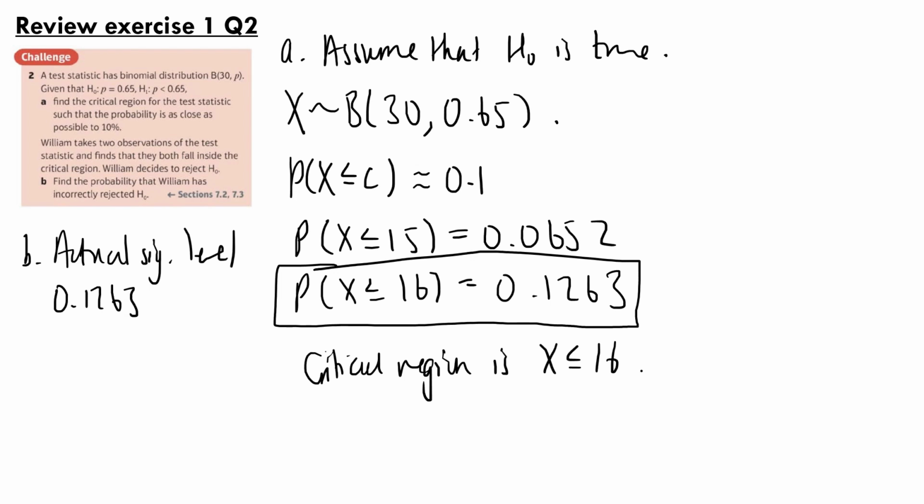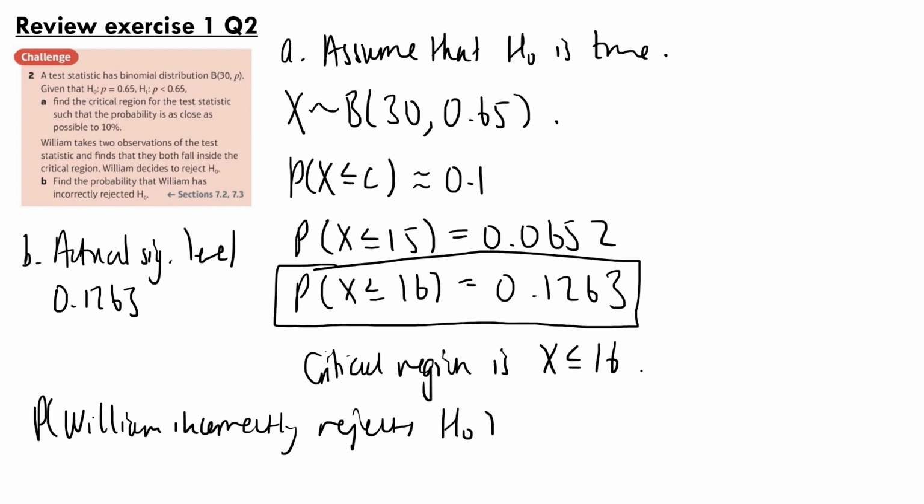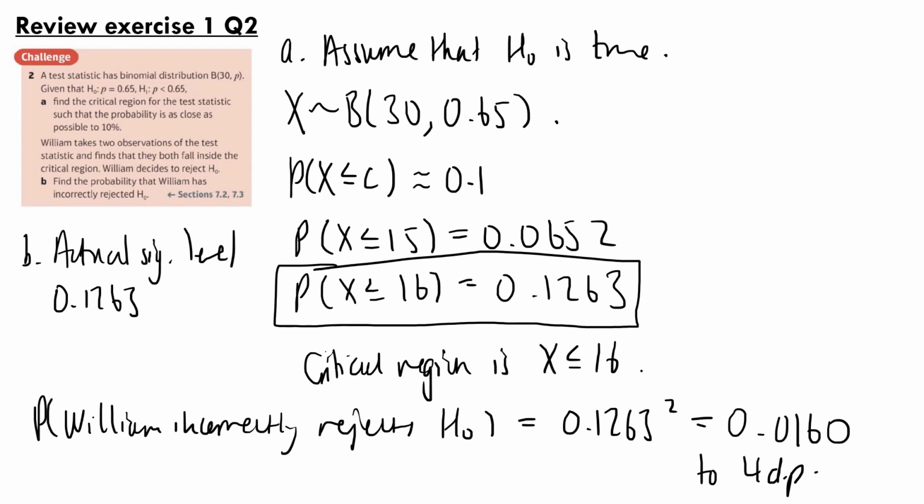And therefore the probability that William incorrectly rejects the null hypothesis is equal to 0.1263 squared, which is equal to 0.0160 to 4 decimal places. And that is our final answer.